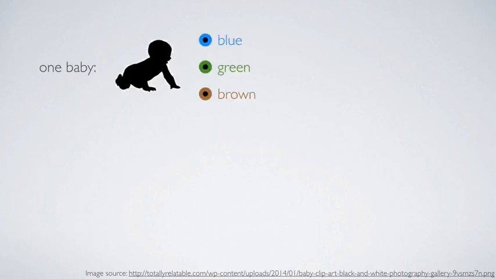Say we're interested in the eye color of babies, and the only possibilities are blue, green, and brown. And yes, there are some people who have one eye blue and one eye green, but we're going to ignore that possibility and assume that the baby can have either blue eyes, green eyes, or brown eyes. Suppose there's one baby. The possible eye colors are blue, green, and brown. These outcomes are disjoint since they cannot happen at the same time.